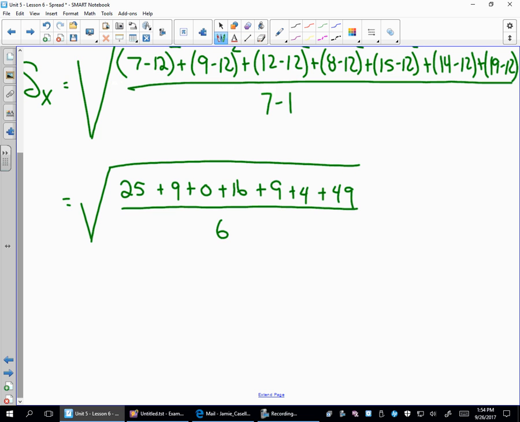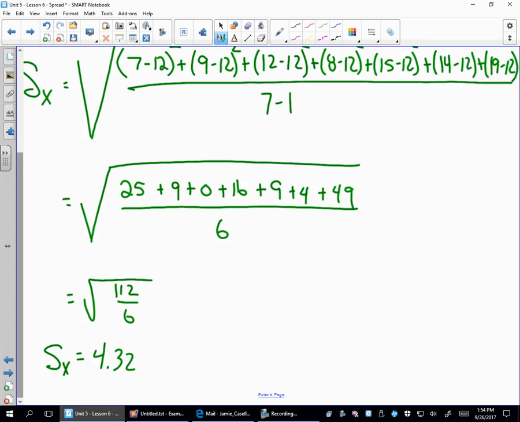Okay. If you use your calculator, use your calculator. We're going to add them all up. So 25 plus 9 plus 0, 16, 9, 4, and 49 comes out to 112. Okay, we're going to do our division first. So divide 112 by 6, get your answer, and then square root it. And if you did it right, you should get 4.32. That's the standard deviation of this data.